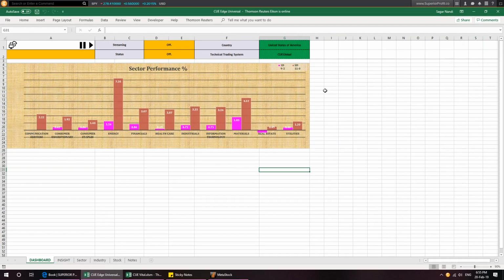We have the performance of the sector. You can see over the last 5 days, all the sectors are up. Today, 9 sectors are up, 2 are down. Which one is the best performing sector?